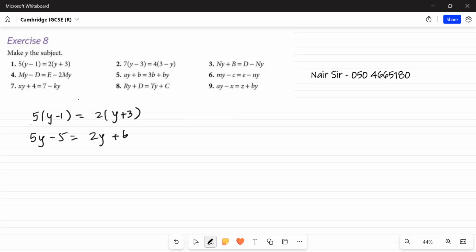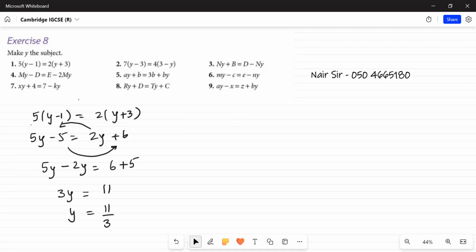And what do I do? I take this over here and take this over here. So this becomes 5y, this is plus, so this becomes minus 2y is equal to 6. And this is minus 5, so this becomes plus 5. So what do I get? 3y is equal to 11. So y is equal to 11 upon 3. That's my answer for the first question.